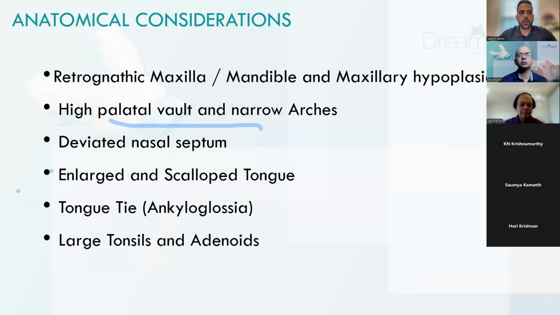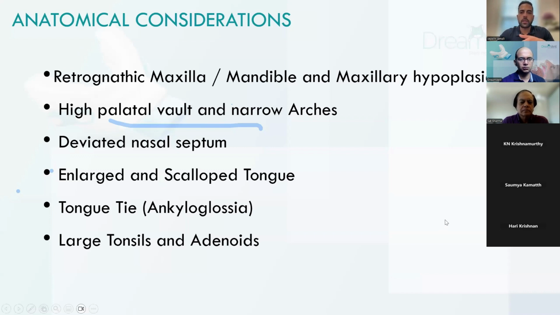In terms of anatomical considerations, besides the ones that Dr. Sharma mentioned, which was a very big and comprehensive list, these are the things that become a lot more evident when you see them. The patient can have a retrognathic maxilla or mandible, or maxillary hypoplasia. We have some examples of these that we're going to check out. A high palatal vault is also very common. A high palatal vault is a sign that the patient cannot put the tongue on the roof of the mouth, so you have a narrow upper maxilla. And when the palatal vault is high, it also means there is less space for the nose and nasal passageways.